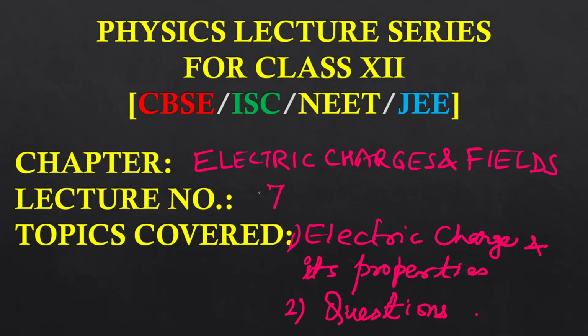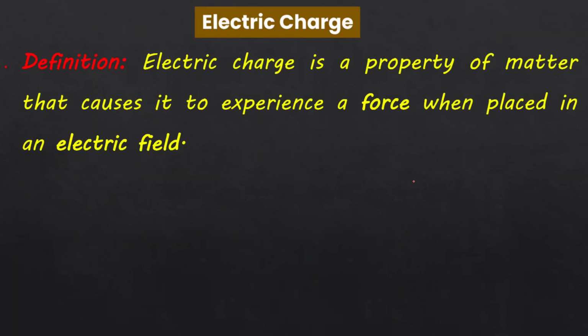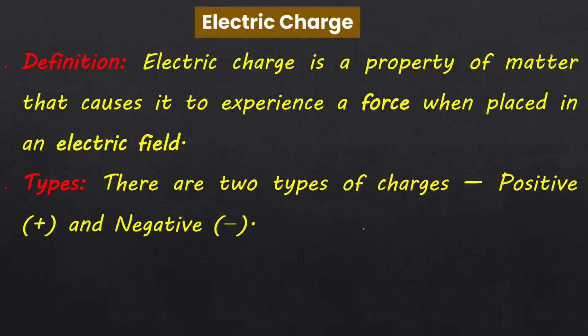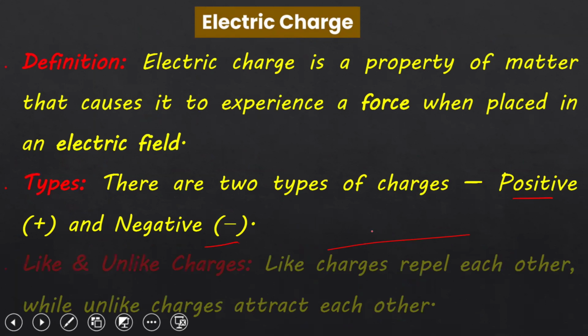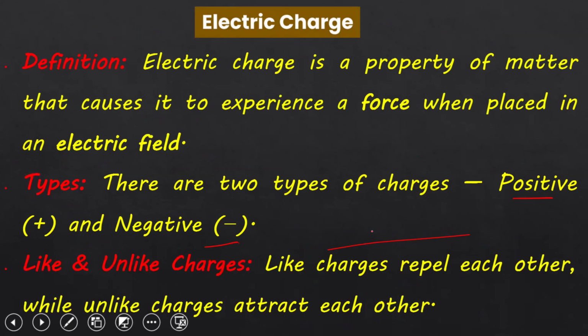And the topics for today's discussion are electric charges and its properties, and certain numerical problems we shall discuss. Now, first of all, what is electric charge? Electric charge is a property of matter that causes it to experience a force when placed in an electric field. Then there are two different types of charges. One is positive, and the other is negative charge. Now, like and unlike charges: like charges repel each other, while unlike charges attract each other. These are the basic things about electric charge.